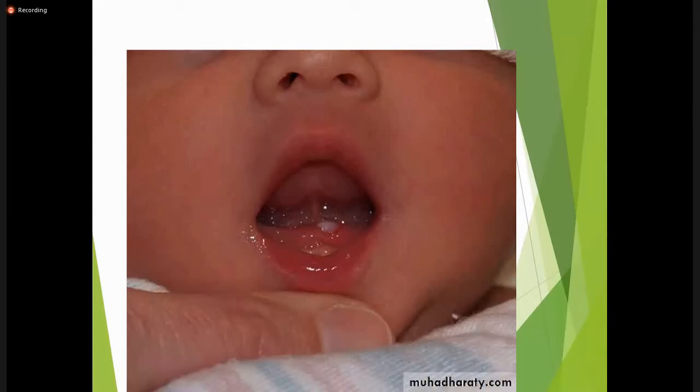So it can cause ulceration, and it can also hinder breastfeeding. It can cause trauma to the mother's breast as well. So they should be removed and extracted as soon as possible.